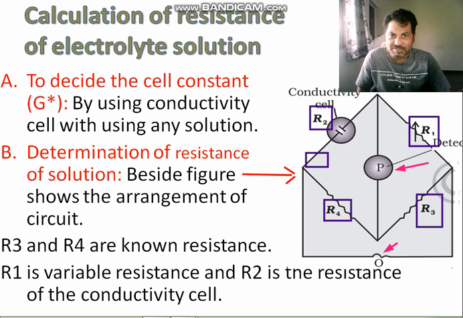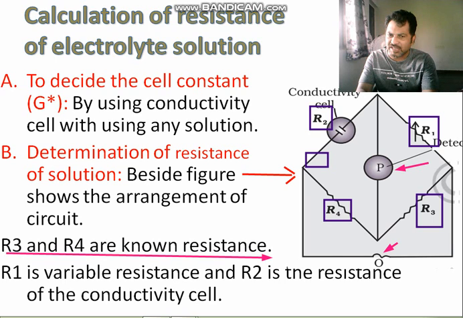Now we have to determine what is given and what we are going to do. So here it is clearly written that R3 and R4 are non-resistance.